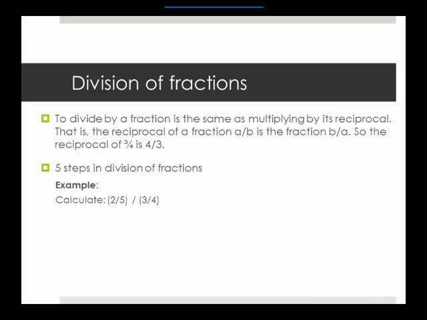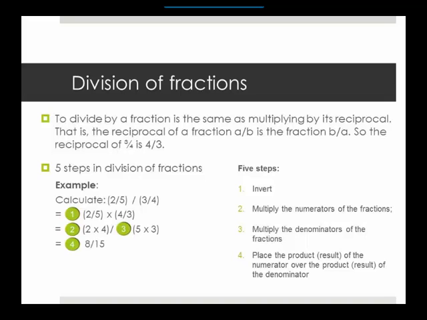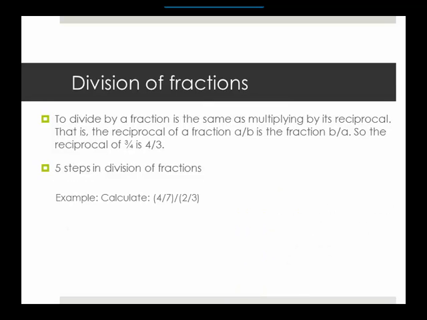There are 5 steps in division of fractions. 1. Invert or turn over the denominator of the fraction, or the second fraction. 2. Multiply the numerators of the fraction. 3. Multiply the denominators of the fraction. 4. Place the product, the result of the numerator, over the product, the result of the denominator. And 5. Simplify the fraction. Attempt to answer the example of 4 over 7 divided by 2 over 3.